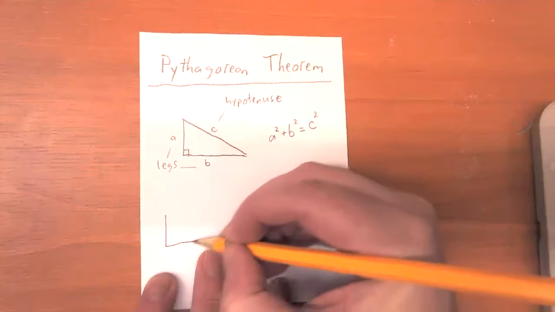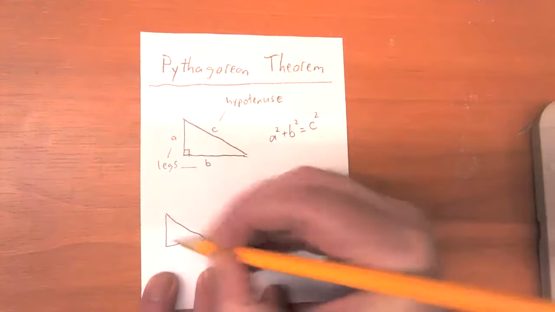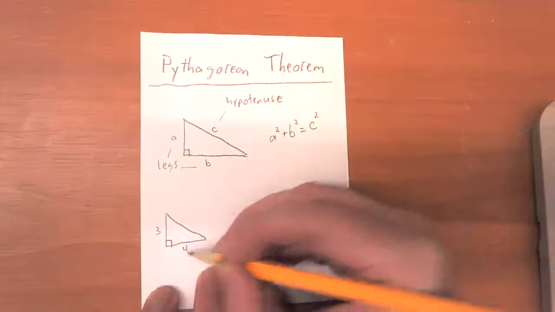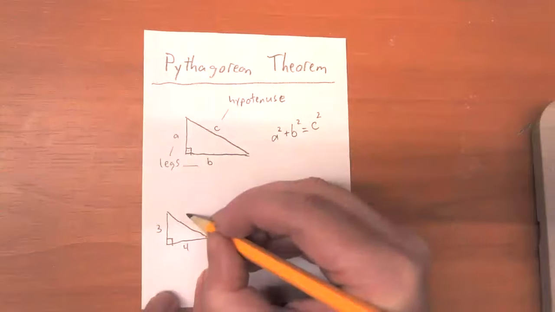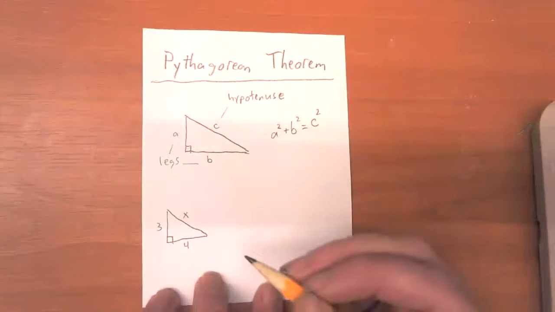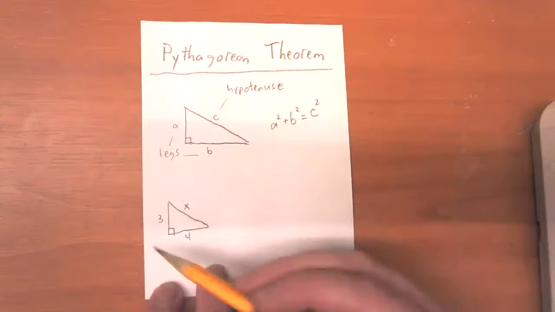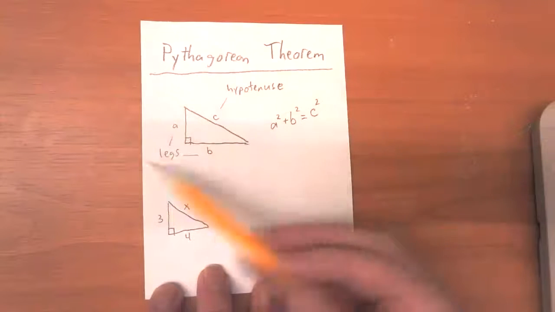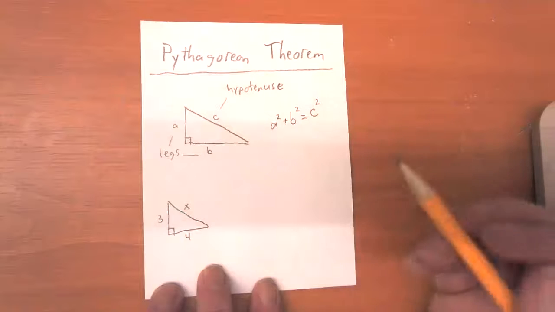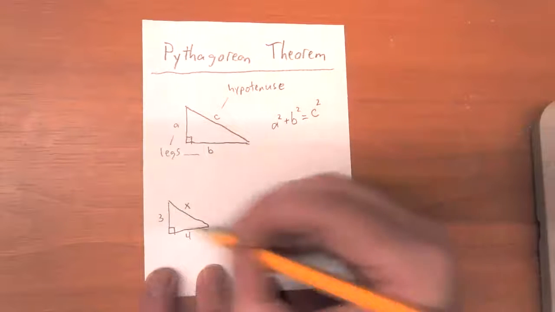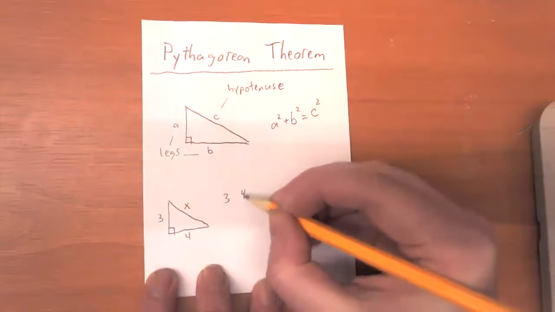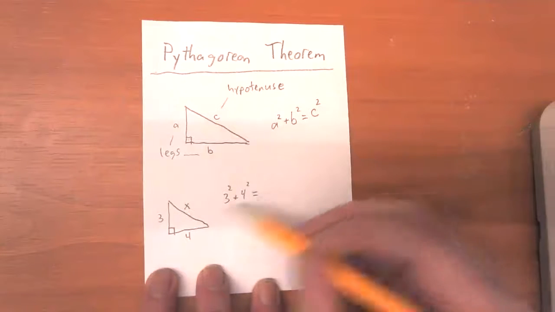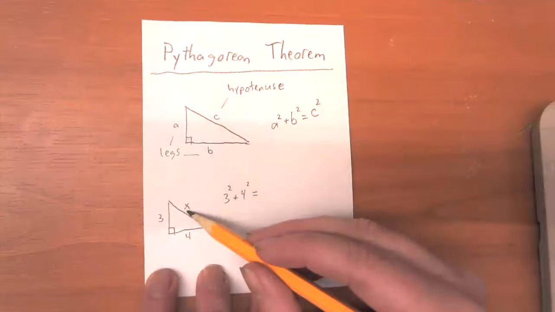All right, so let's say I have a triangle like this, and I know that this side is 3 units long and this side is 4 units long, and I want to know how long x is. I recognize that this is a right triangle, and I set this up in such a way that it matches the Pythagorean theorem. So I'm going to take the legs, which are 3 and 4, and I'm going to square them, and I'm going to add them together. And the sum is going to be equal to the square of the length of the hypotenuse.